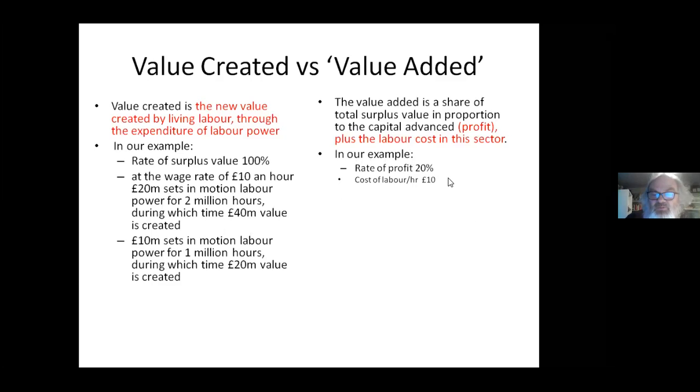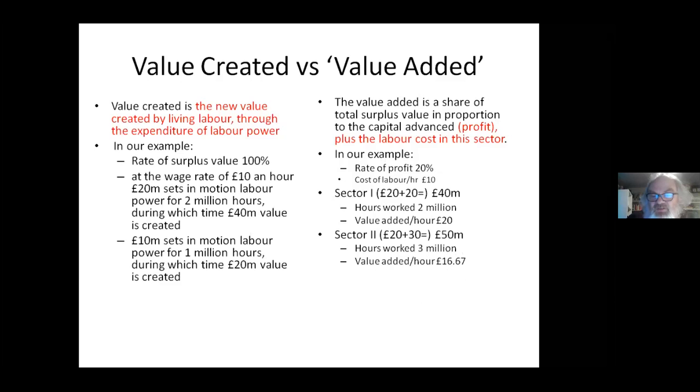So in our example, we've got a rate of profit across the board of 20%. We've got a cost of labour of £10 an hour, but the variations come by sector. So in sector 1, we've got a cost of labour of 20, and we've got a profit of 20. In sector 2, we again have a profit of 20, but labour costs 30. So the so-called value added in sector 2 is £50 million. However, the hours worked are much greater. Therefore, that's why the value added per hour is less, and contrariwise there in sector 3.